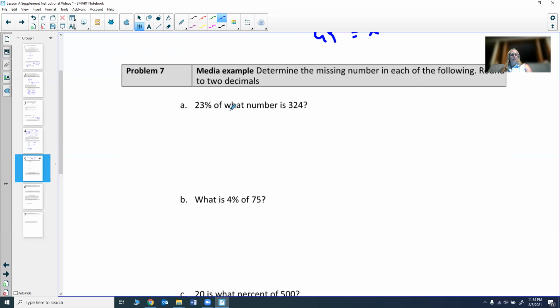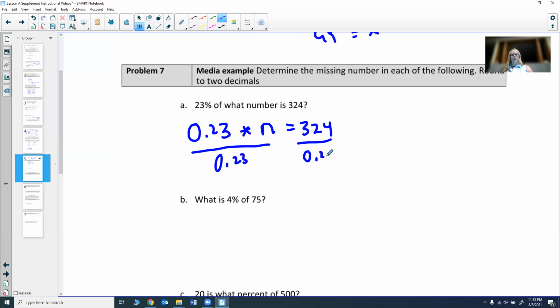So we have 23% of what number is 324. Let's write 23% as a decimal, so that's 0.23. Of means multiplication. What number, that's my unknown, I'm going to call it n. Is means equals. Now we have 0.23 times n is equal to 324. Divide both sides by 0.23, and you'll get what n is equal to.